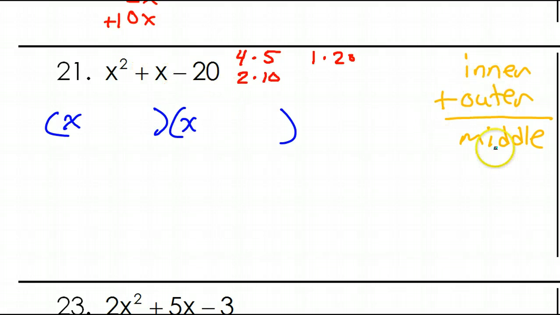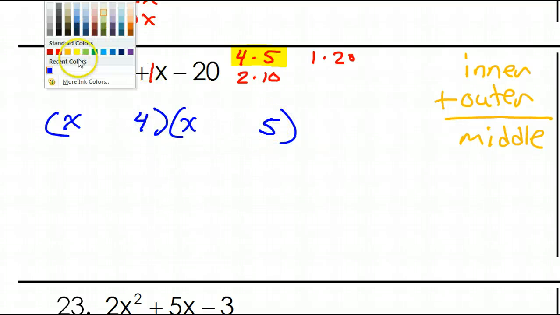Now, the inner plus the outer must equal the middle. The middle is 1x. Because the leading coefficient is 1, we can just immediately start to look for which one of these pairs we can get a 1 out of. And it's this pair, because 5 minus 4 is 1, this is going to work out great. So we'll go with the 4 times 5 option.